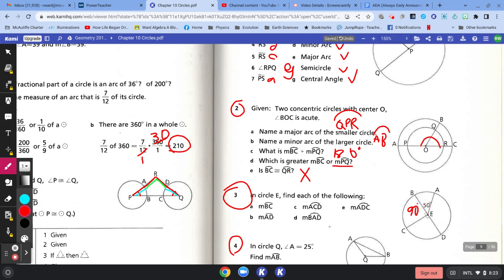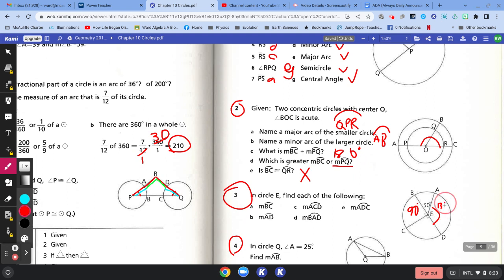Okay. Then we've got the measure of arc AD. So AD, okay, well, the way you'd figure that out is notice that BD is the diameter. And so B through D is going to be 180. We've got the measure of arc BA from the central angle being 50 degrees. So this angle here is going to be 180 minus 50, so that's 130.